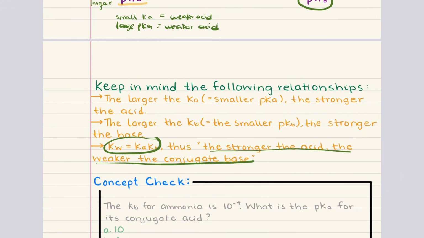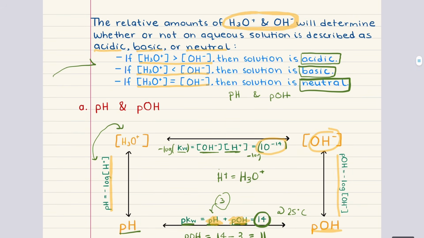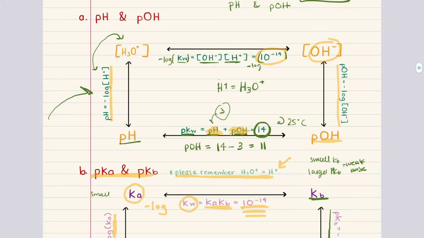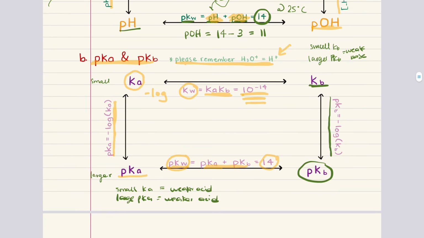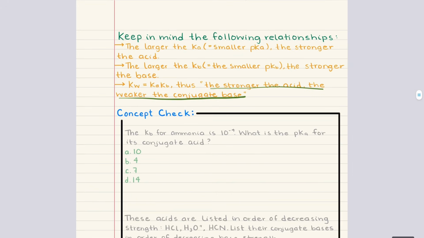So to summarize, compare hydronium and hydroxide to decide whether your solution is acidic, basic, or neutral. Use pH and pOH to report those concentrations on a convenient scale. And for weak species, use Ka, Kb, pKa, and pKb to quantify how strongly they donate or accept protons. Let's now go ahead and tackle some practice problems together.